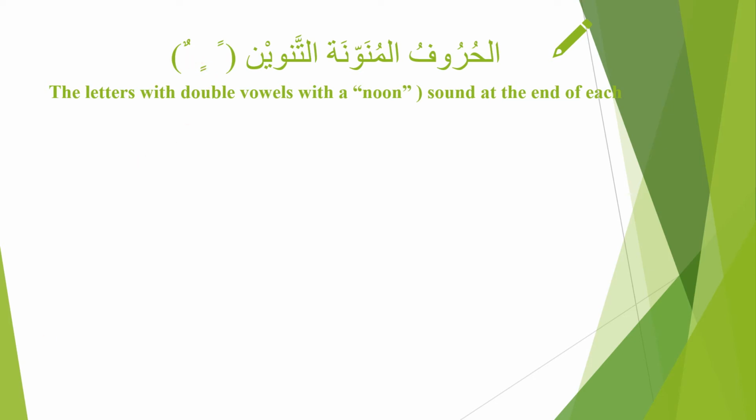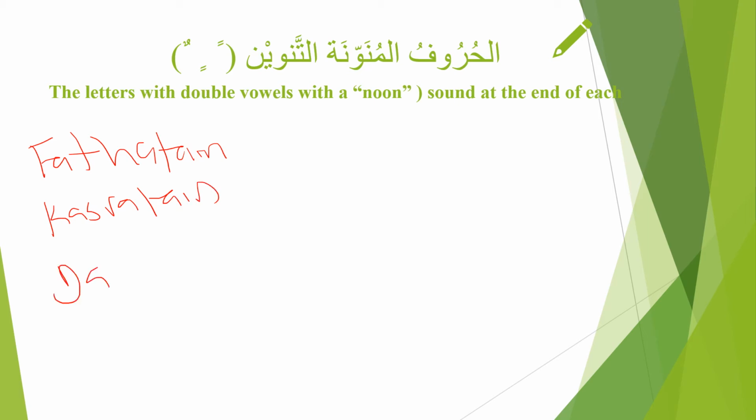So just as a reminder, we're just going to put this, so we keep it in mind. Fathatain, kasratain, and dammatain. It just means the fatha, kasra, damma, double. Tain means two. It pertains to two.